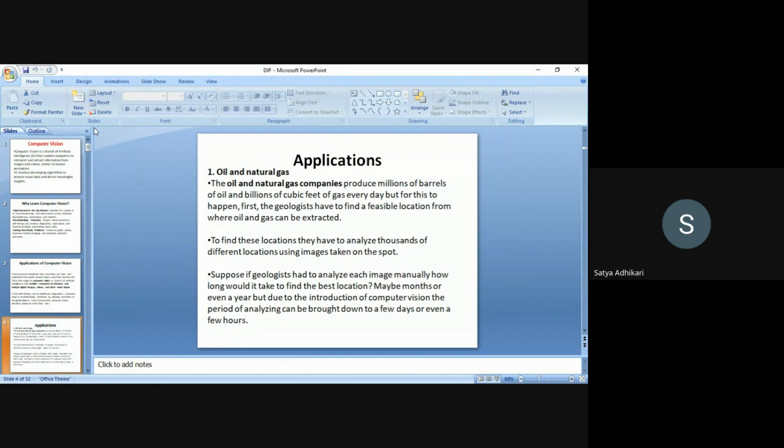So maybe months or even a year. But due to the introduction of computer vision, the period of analysis can be brought down to a few days or even a few hours. By using the computer vision technique, this work can be done within a few days or a few hours. So you just imagine how computer vision helps us in these matters.